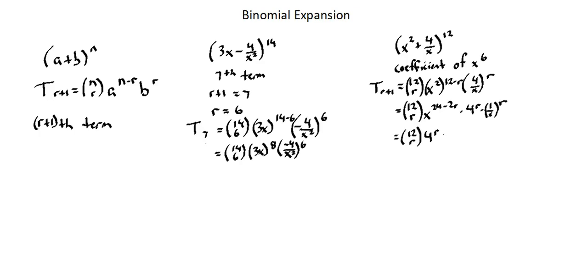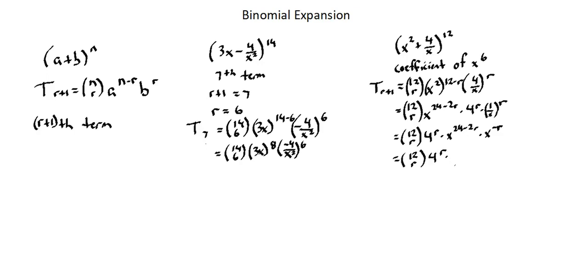We have x to the power of 24 minus 2r times 1 over x to the power of r. 1 over x to the power of r is the same as x to the power of negative r. Let's do this in 2 steps. We can now see we're multiplying x to the power of 24 minus 2r times x to the power of negative r, which is the same as 1 over x to the power of r. And to simplify from here, 12 choose r times 4 to the power of r.